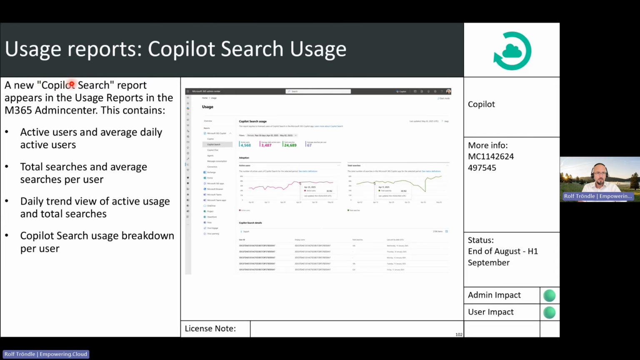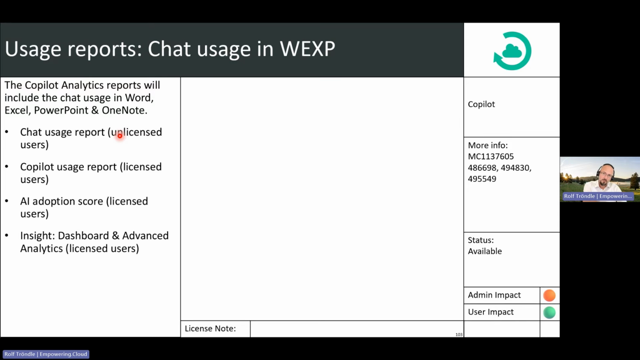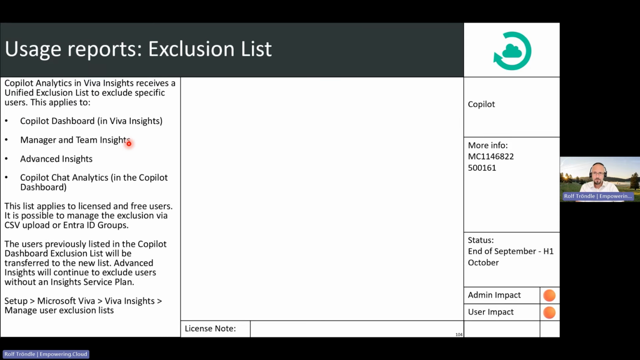Now, having these new features, which are rolling out now as well, you will get now the usage report for these features, like chat usage report for unlicensed users. So you see how many users are using Copilot, let's say in Word, without the license.